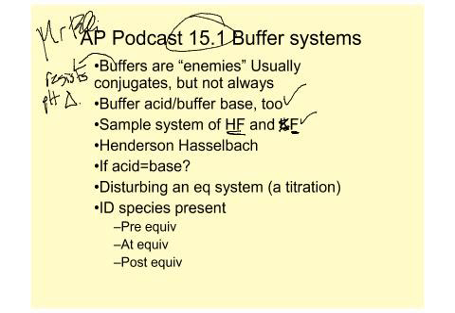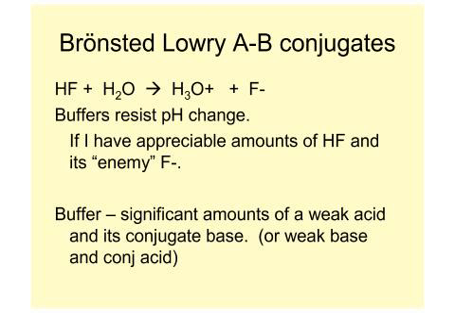We're going to give an example system of HF and KF. We're going to learn the Henderson-Hasselbalch equation. Yeah, there's a dash. And what happens if acid equals base in a buffer using Henderson-Hasselbalch. And we're going to talk about disturbing an equilibrium system, and that's a titration, and identify the species present pre-equilibrium, at equilibrium, and post-equilibrium. Equivalence, not equilibrium, but you get the idea. So let's hop into it.